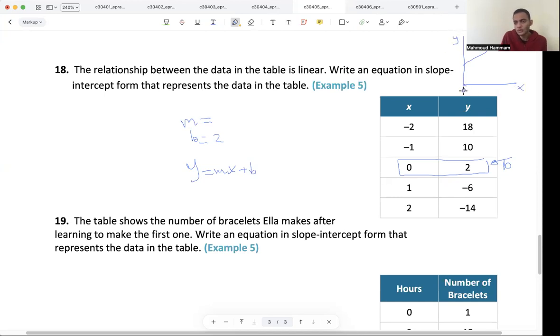At x equals 0, what is the y-intercept? 2. Look, at x equals 0, the y-intercept is 2. So b equals 2. This is the b. Now, m. What is m?